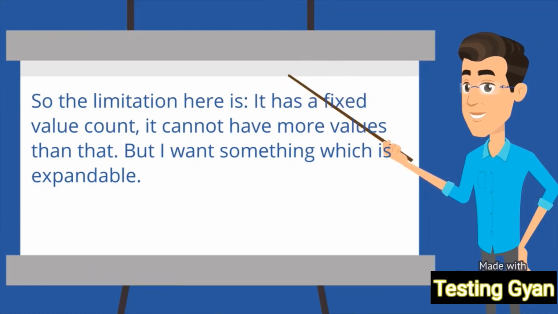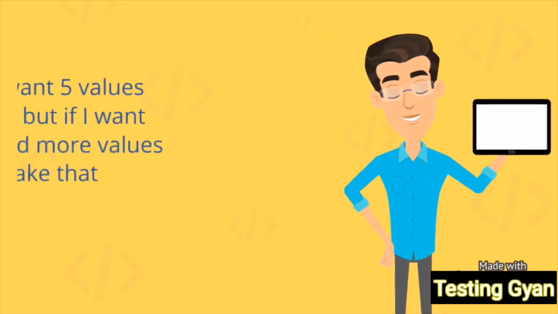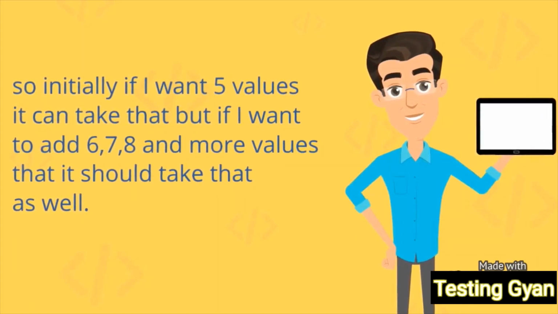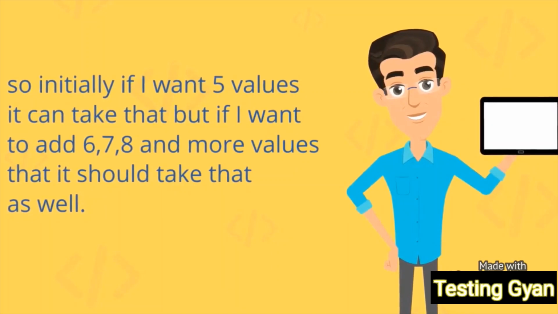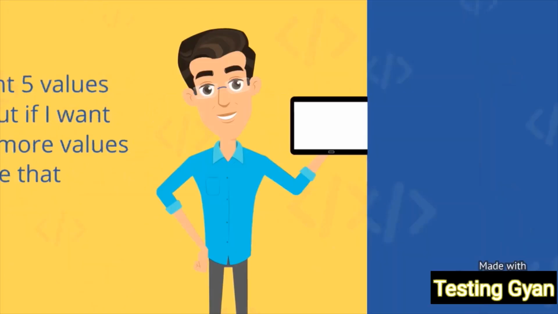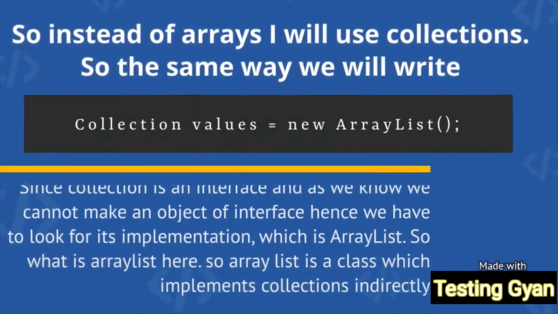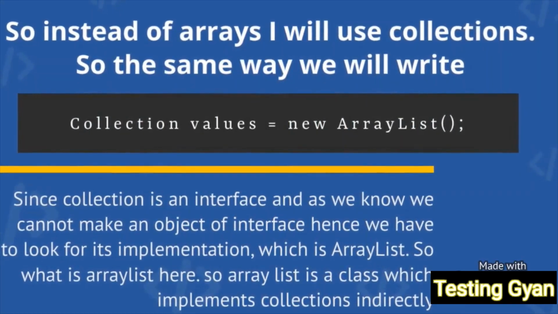But I want something which is expandable. So initially if I want 5 values, it can take 5. But if I want to add 6, 7, 8 or more values, then it should be able to take that as well. So instead of array, I'll use collections. The same way we will write Collection values. Since Collection is an interface, and as we know that we cannot make object of an interface, hence we will look for its implementation, which is ArrayList. ArrayList is a class which implements Collection indirectly. So we'll write Collection values is equals to new ArrayList.